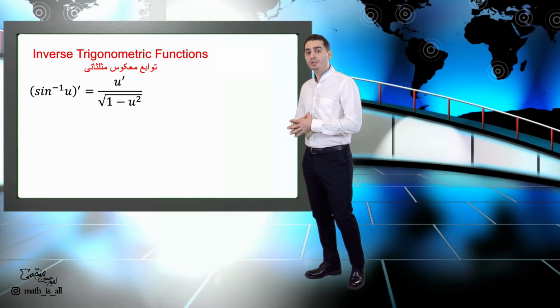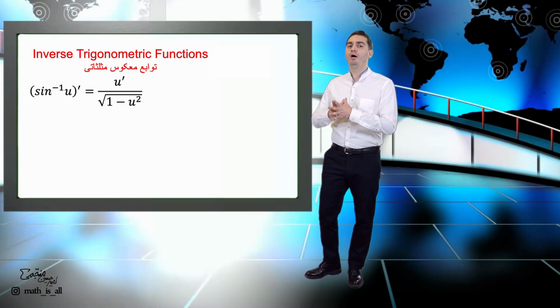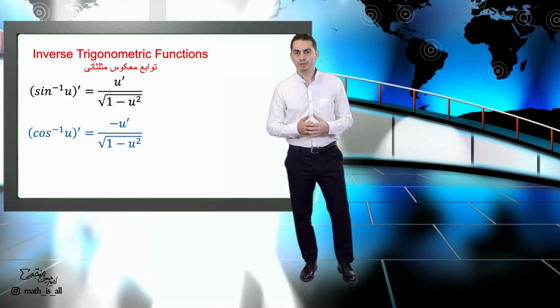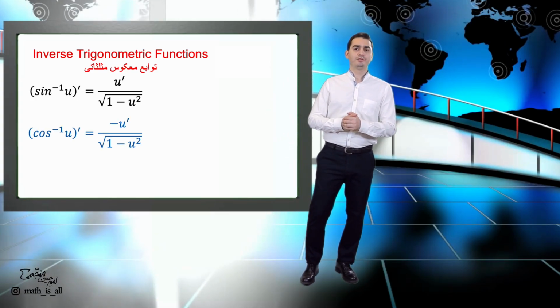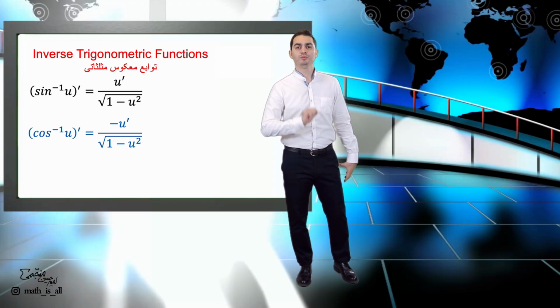So that is the derivative for arcsin. For arccosine, the only difference is a single negative sign. Therefore, the derivative of arccosine u is negative u prime divided by the square root of 1 minus u squared.